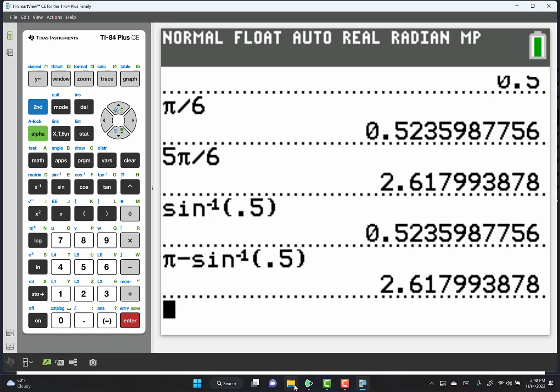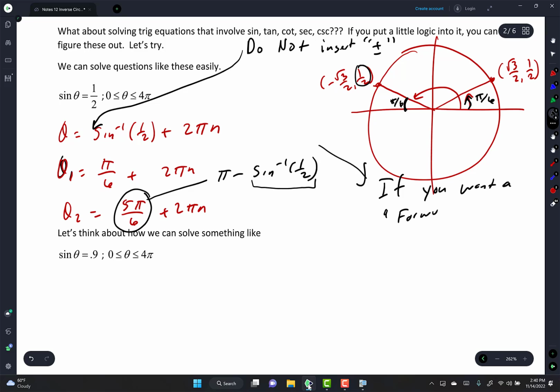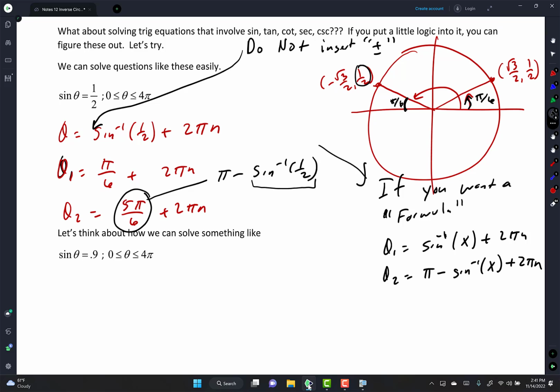So if you wanted a formula, I'm going to write right here, guys. Here's your formula, because I know a lot of you just love your formulas. Theta 1 is just arc sine of whatever value you got plus 2 pi n. And then theta 2 is going to be pi minus arc sine of whatever value you got plus 2 pi n. Those are your formulas. That's how we got them. How do we feel? Does that make sense to you guys?